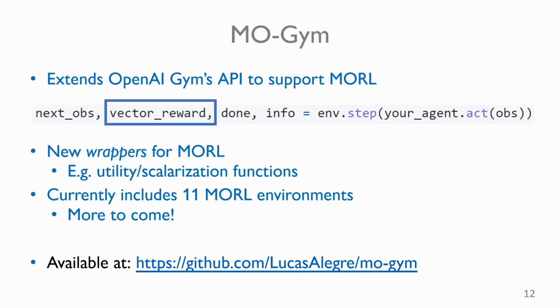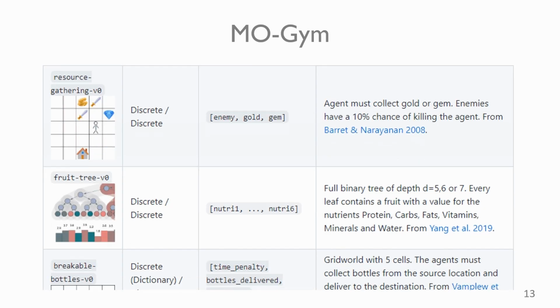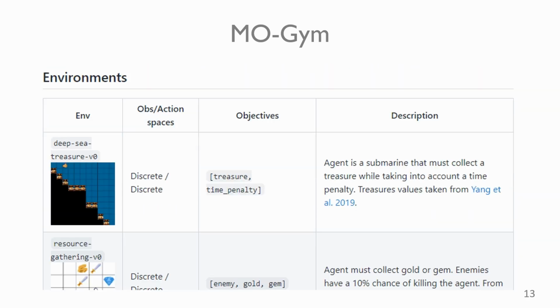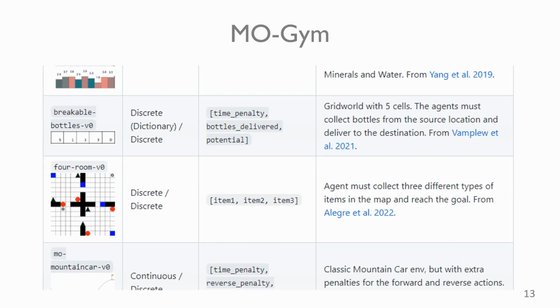We fill this gap by introducing MO-Gym, which extends Gym's API to support multi-objective reinforcement learning. The key difference is that in MO-Gym, the reward is a vector containing multiple objectives of the agent. It introduces new wrappers tailored for multi-objective RL, such as scalarization functions, and it currently includes 11 different environments, which are going to be further extended. MO-Gym is publicly available on GitHub. MO-Gym environments include classic multi-objective environments found in the literature, as well as multi-objective extensions of classic reinforcement learning environments.